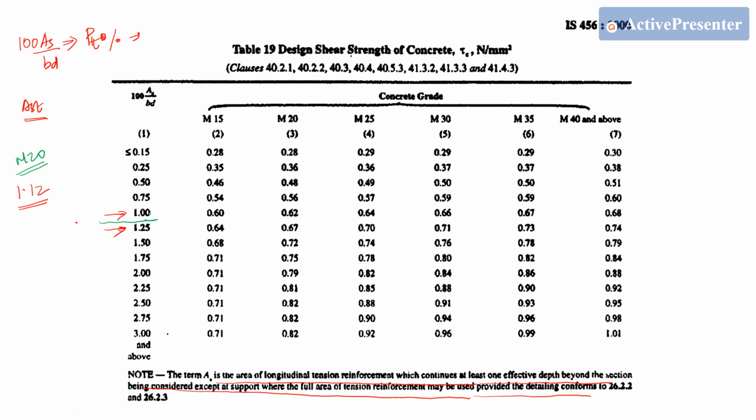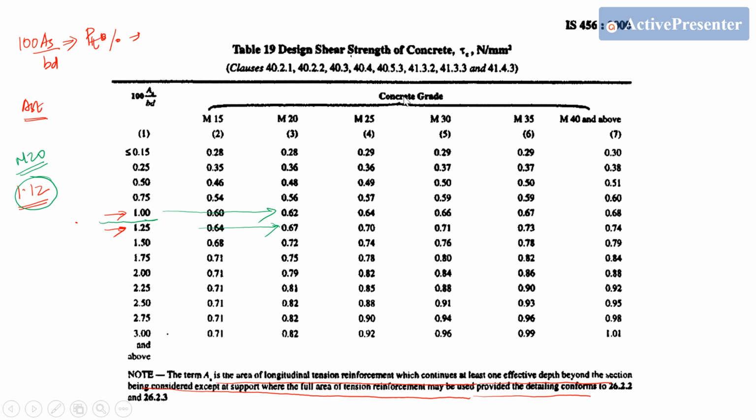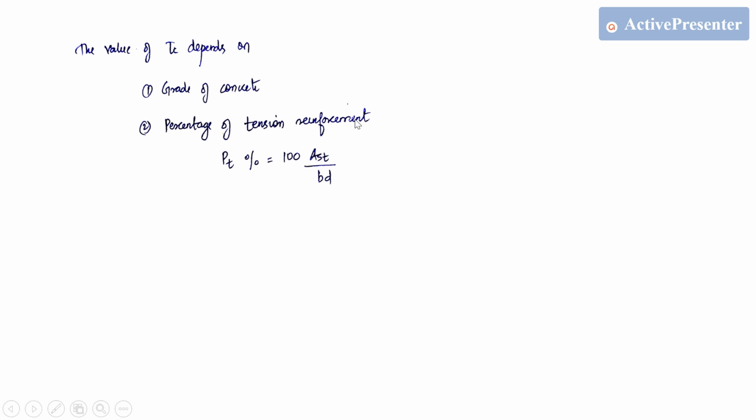That is, for 1 you have the value 0.62 for M20, and for 1.25 you have the value 0.67. Interpolating, that is linear interpolation, you'll get the value for 1.12. Okay, and that we'll discuss when we are discussing the numericals. The value of tau c depends on, first of all, the grade of concrete. That is what we have discussed here. Now the next one is it depends on the percentage of tension reinforcement, that is 100 AS by BD.